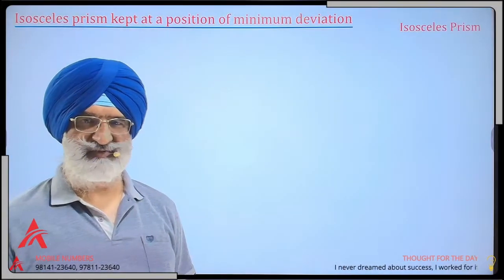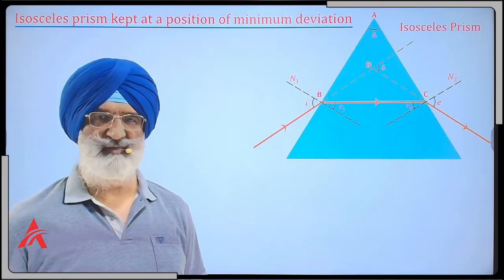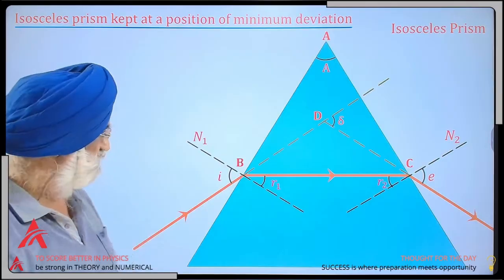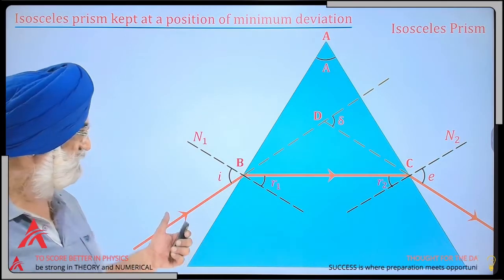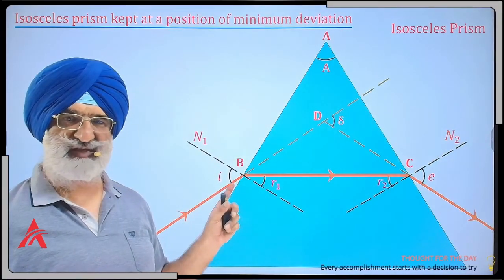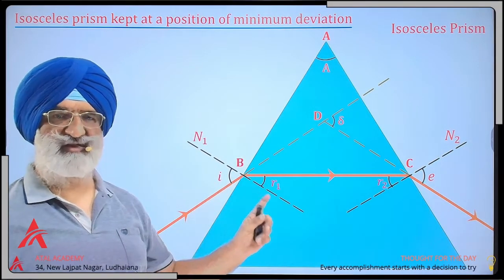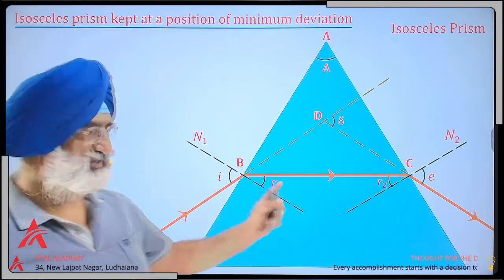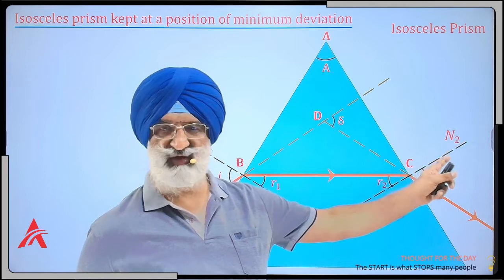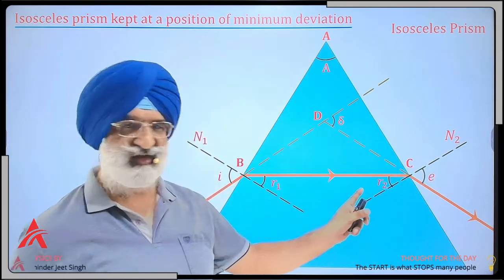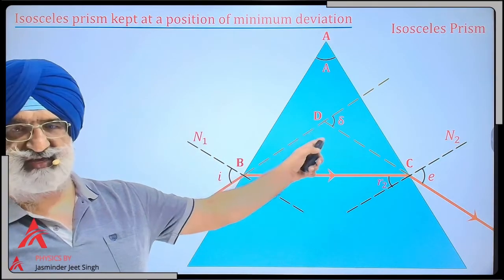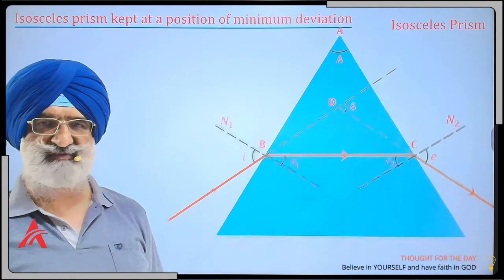An isosceles prism kept at a position of minimum deviation. Let there be an isosceles prism where a monochromatic light falls at the point B. If you draw a normal at the point B, we can get angle of incidence I and angle of refraction R1. BC is the refracted ray. At the point C, we can draw a normal N2 so that we can get angle of refraction R2 and angle of emergence E. Delta is the angle of deviation and A is the angle of prism.